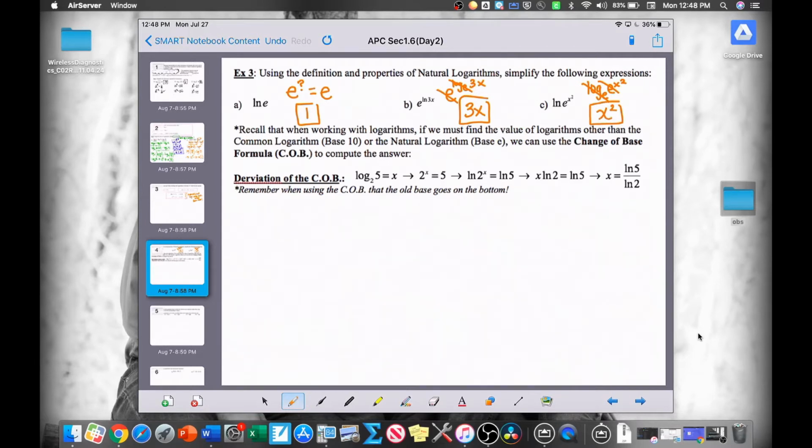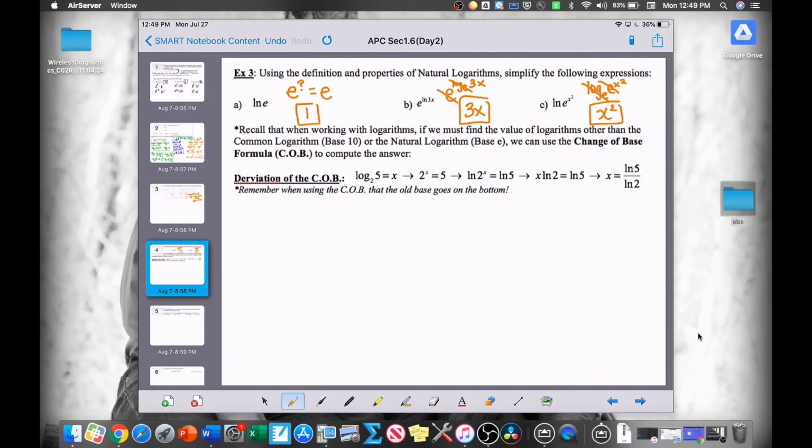Recall that when you're working with logs, if you have to find the value of a log other than the common logarithm, which is base 10, or natural logarithm, which is base e, we can use our change of base formula to compute the answer. And we actually had an example of that in a previous set of notes where we used the change of base to compute an answer.